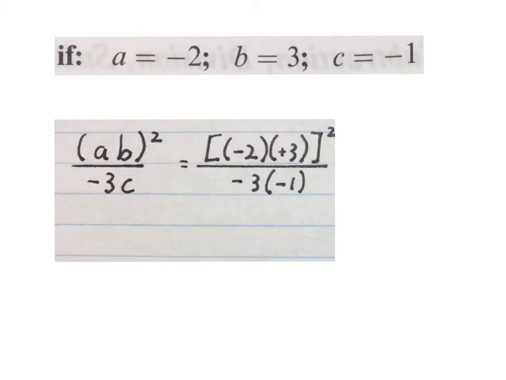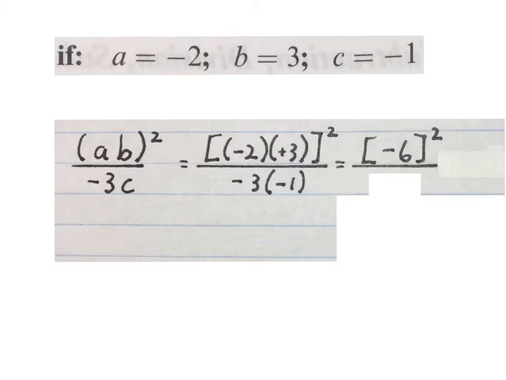Order of operations says we must first do the top, then the bottom, and then divide it into each other. At the top, there's order of operations again. There's an outside bracket with a multiply inside we're going to do first. Keep our square bracket. Minus 2 times plus 3 is minus 6. Minus 3 times minus 1 is plus 3. And we still have to finish the top. The bottom stays plus 3.